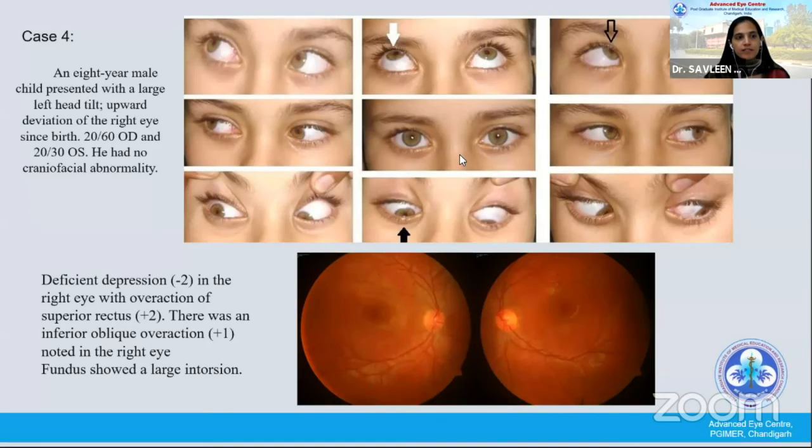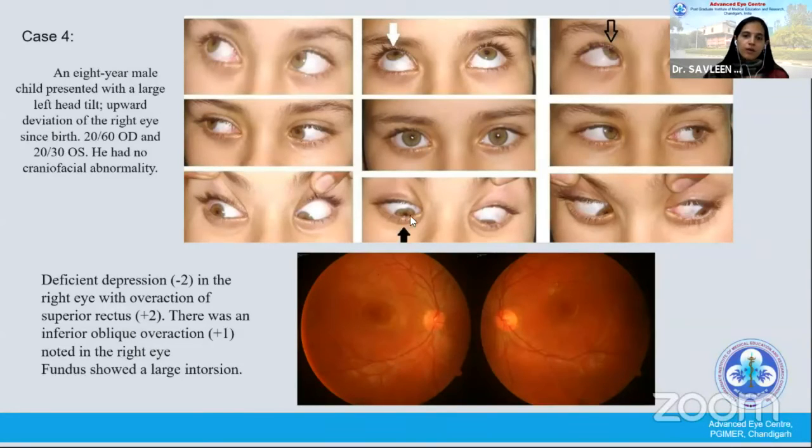So I have a case where we had an 8-year-old male child presenting with a hypertropia in one eye. We saw that there was a deficiency in depression. There was a large vertical tropia, and he had a large head tilt since childhood. We could see an inferior oblique overaction and also an overaction of the superior rectus. Fundus also showed a large intorsion. He presented with a left head tilt.